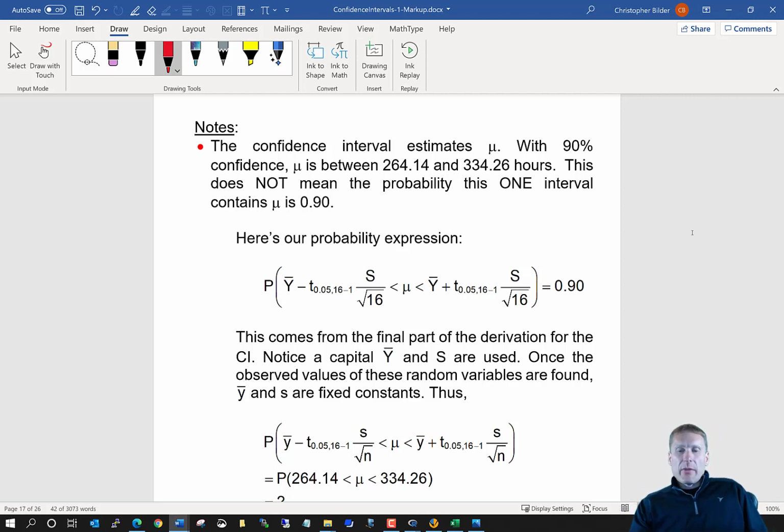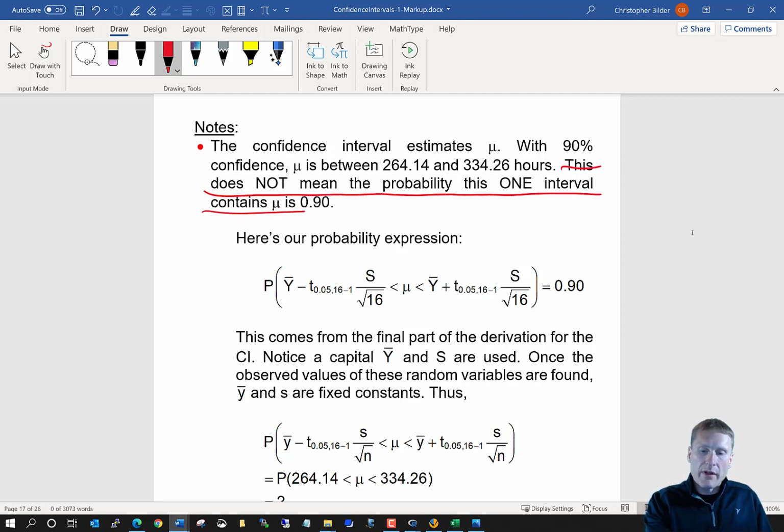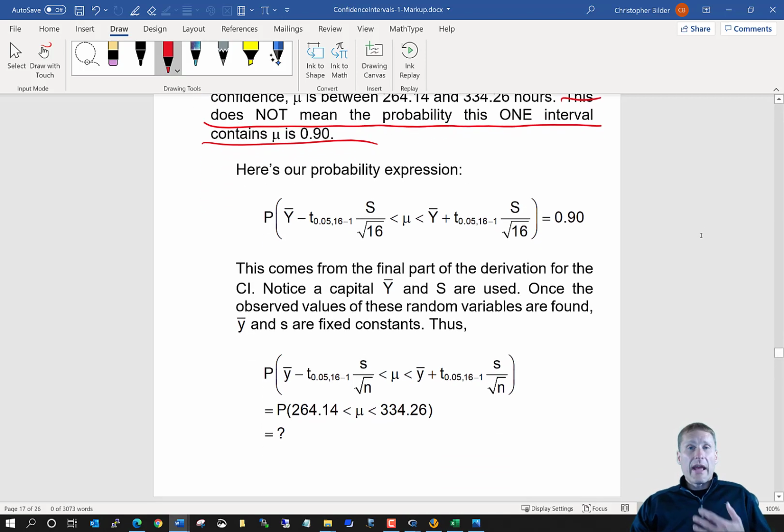So the confidence interval estimates mu. With 90% confidence, mu is between 264 and 334. And again, I'm repeating myself. This does not mean the probability that this one interval contains mu is 0.9. That is not what that means. It all comes down to the exact same reasoning that we had before when we were dealing with the central limit theorem and its corresponding interval. Once you replace the random variables with their actual observed values, you no longer can make a probability statement about that particular interval.